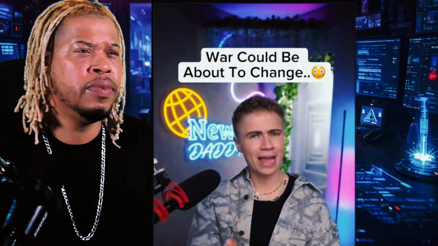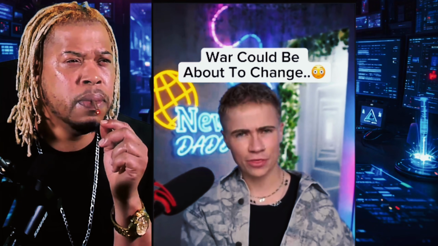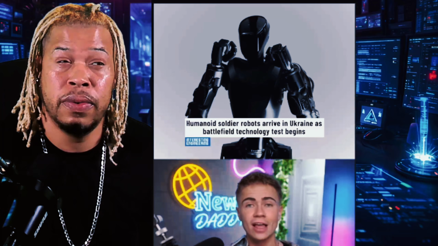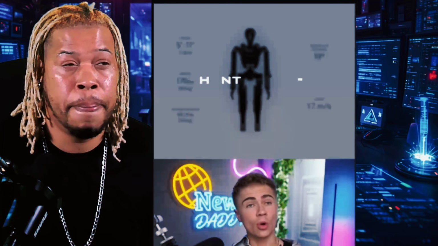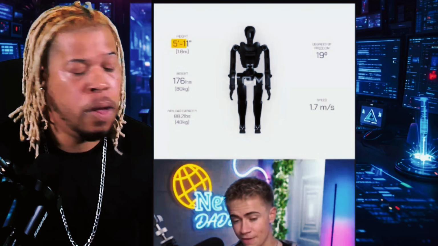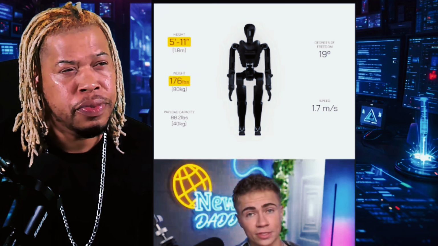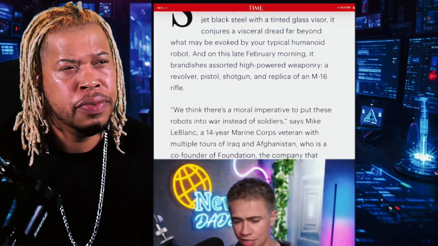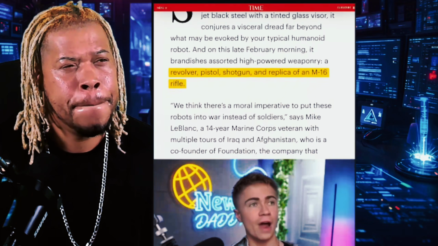World War III might look a lot different than we thought. You see, this is the world's first humanoid robot that was actually sent to the front lines for testing last month. And it could change the battlefield forever. It's called the Phantom Mk1. It's 5'9", weighs 175 pounds. It can hold various weapons, including a revolver, pistol, shotgun, rifles, etc.